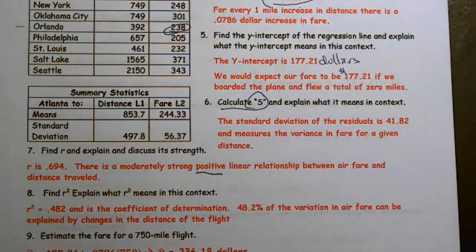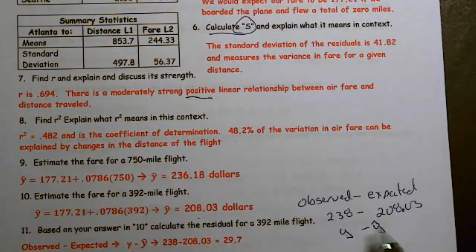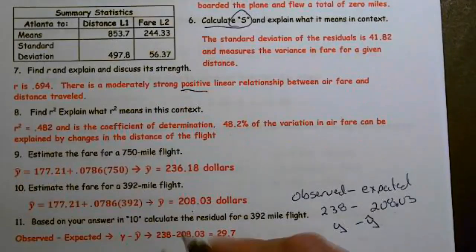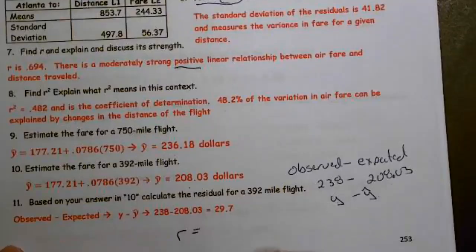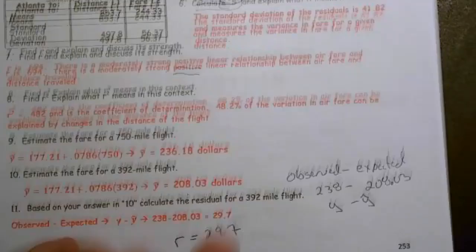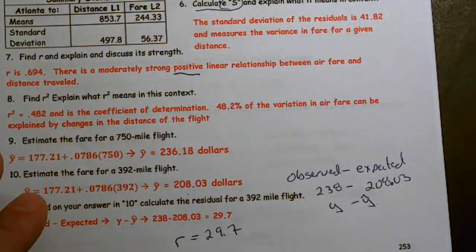And remember, this is y minus y hat. Observed minus expected, actual minus what we predicted, because this is what we predicted. But what really happened was this. So we subtract the difference and we find out that our residual, so our R in this case, is 29.7. Okay, so that's real quickly going through a bunch of definitions. We're going to have a lot more practice with that, but hopefully that will help you get started.